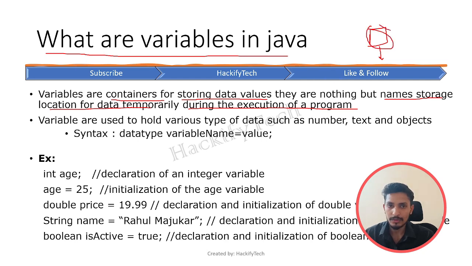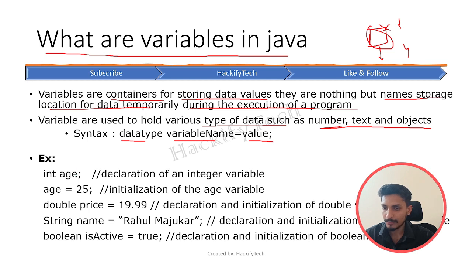The moment you close this application, or the moment it goes out of scope, the variable will be destroyed. Variables are used to hold various types of data such as numbers, text, and objects. Inside variable containers, you can store text, numbers, and objects as well. The syntax to declare a variable is: we have a data type, then we give a variable name, and then we give a value.